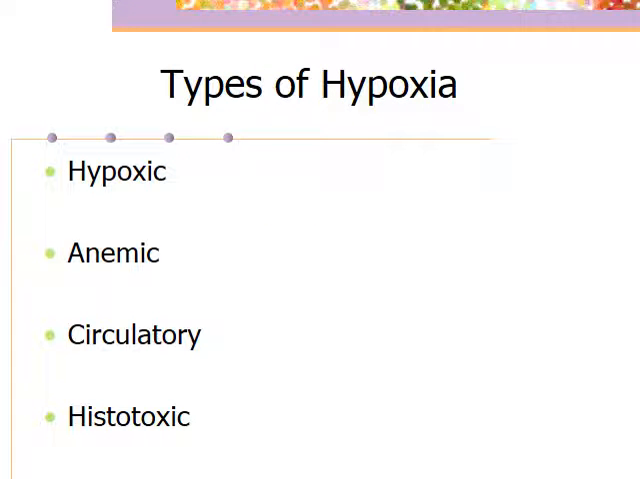All right, let's look at the 4 types of hypoxia. You've heard hypoxia throughout this whole class. You know it's when the oxygen doesn't get to the tissues for metabolism. That's the definition of hypoxia. They're differentiated because your body will respond differently to each type.